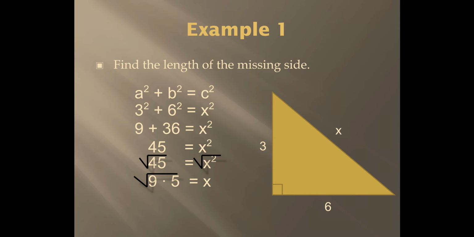On the right-hand side, we took the square root of x squared because it's the inverse operation, so you're left with x. And now we can apply the square root to the 9, which is 3, and then you leave it as square root 5. So 3 square root 5 will be your solution to the length of the hypotenuse there. So that's the value of x.